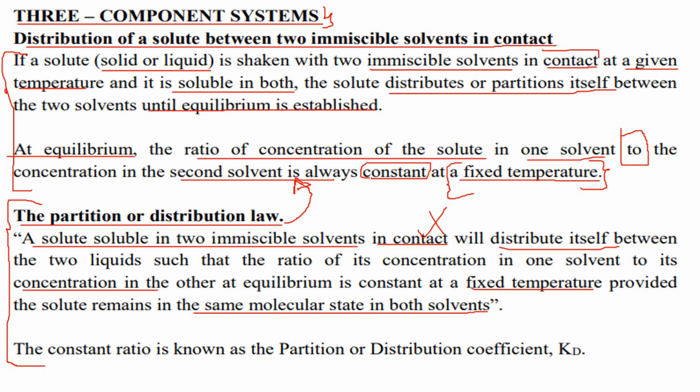Now proceeding, we are saying that the constant ratio that we are talking about is also known as the partition or distribution coefficient. So it's always denoted by KD, and we are going to use this very often. So let's proceed.